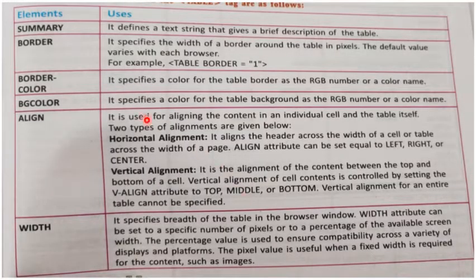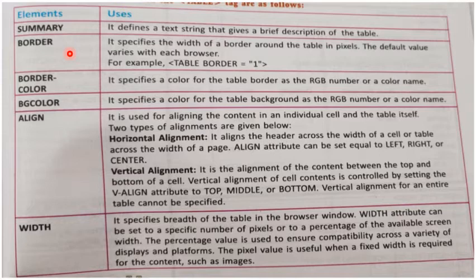So these are the attributes that you can use with the table tag. First is summary. It defines a text string that gives a brief description of the table. Then border. It specifies the width of the border around the table in pixels. The default value varies with each browser. For example, table border equal to 1 means a thick line around the table.